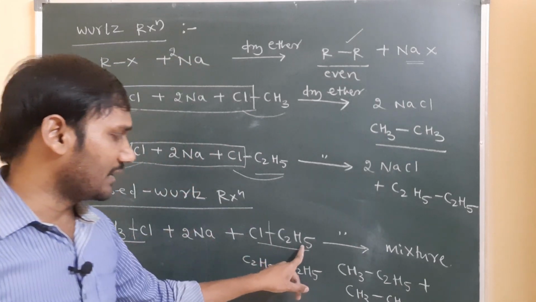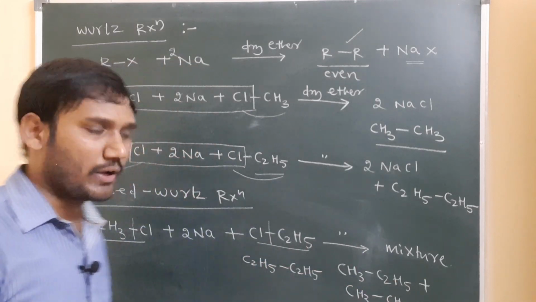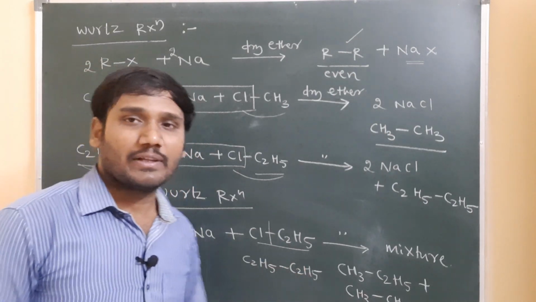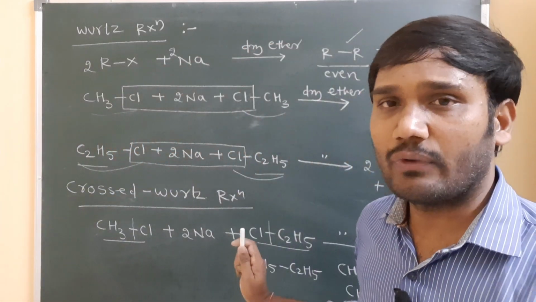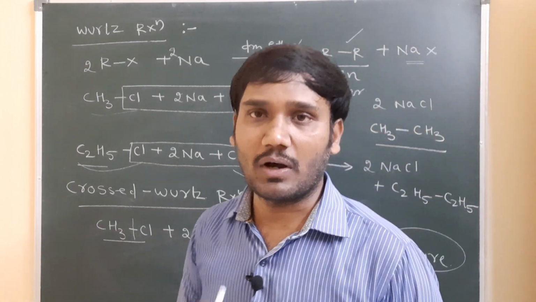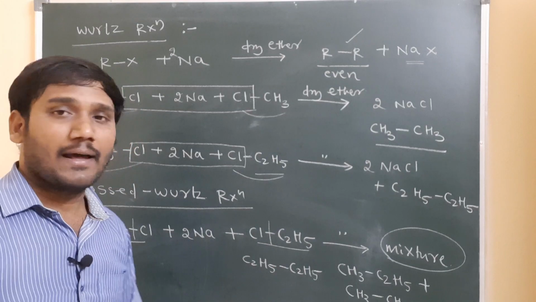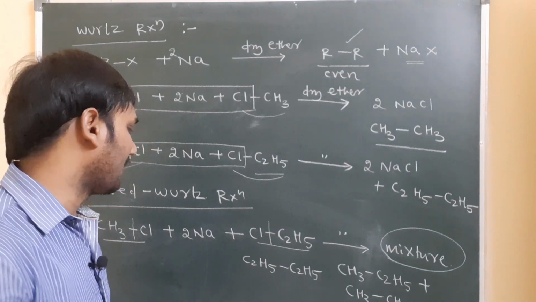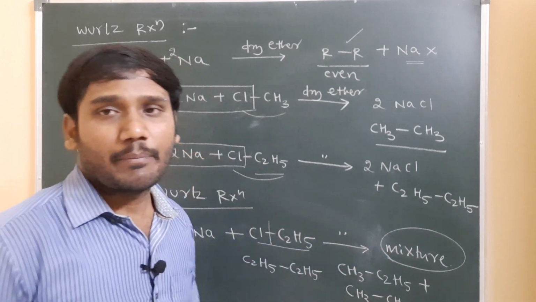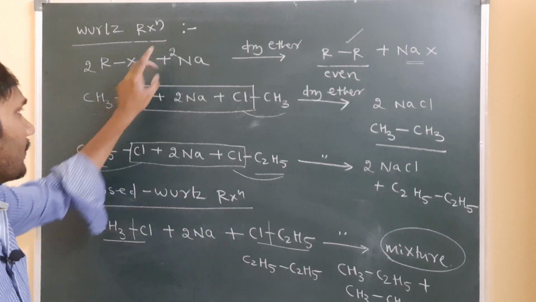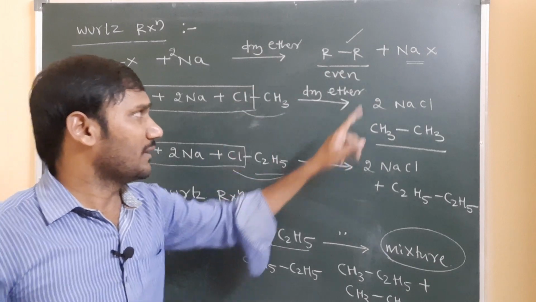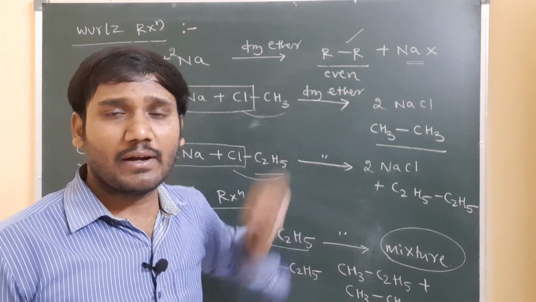One is methyl reacting with ethyl to form methyl and ethyl as a product, and one more is 2 molecules of methyl can react, and one more is 2 molecules of ethyl can react. So totally here 3 different products are forming. We can say that is a mixture. A mixture of 3 different products is formed when 2 different alkyl halides react with sodium in the presence of dry ether. So once again finally, the Wurtz reaction is nothing but alkyl halides reacting with sodium in the presence of dry ether, to give the higher alkanes with an even number of carbon atoms.